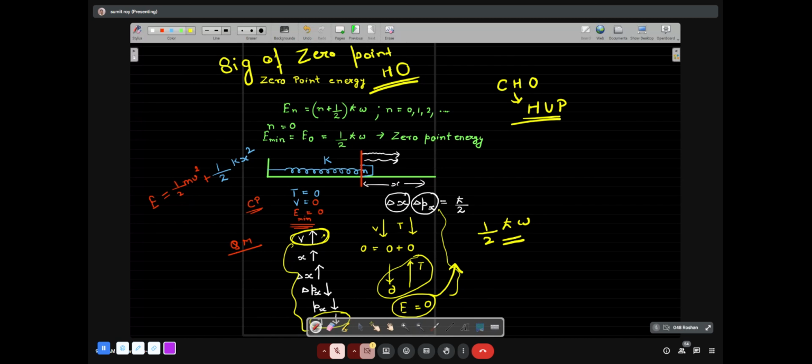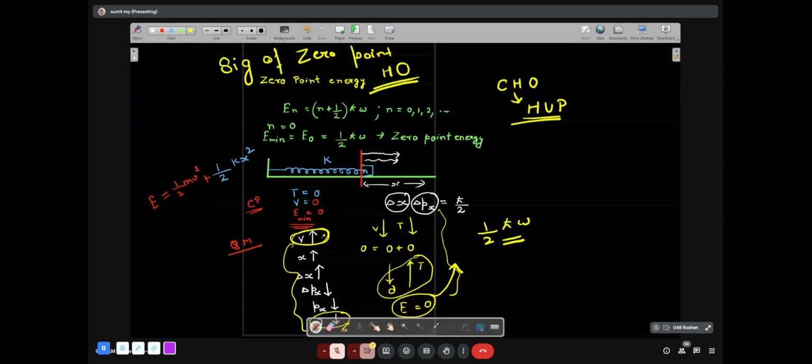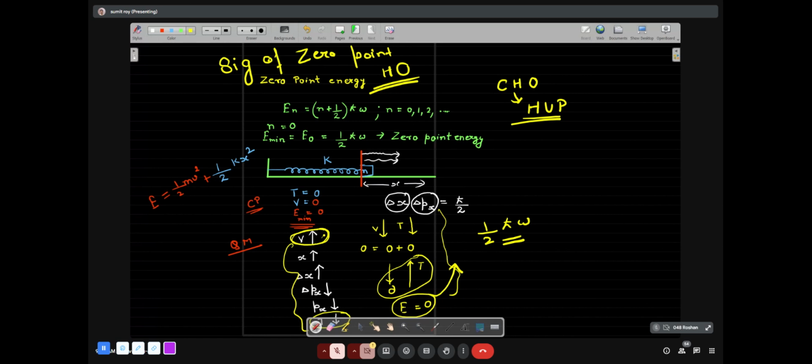So you have to just think of a question that asks to explain the significance of zero point energy of a harmonic oscillator. There you have to explain that classically it is zero, but quantum mechanically it is not zero. Why the quantum mechanical harmonic oscillator has a non-zero value. So using the uncertainty principle, you have to explain this.